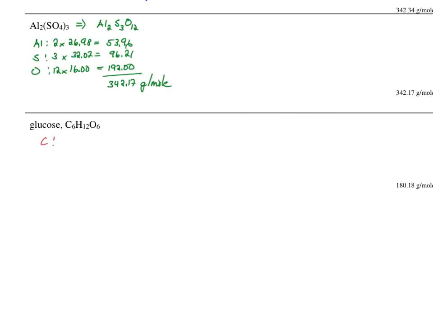And finally, glucose: from carbon, 6 atoms. Hydrogen, 12 atoms. And oxygen has 6. So we have a total of 180.18 grams per mole.